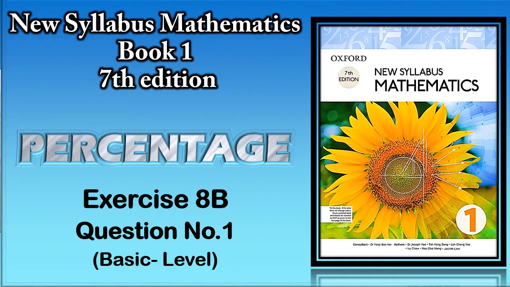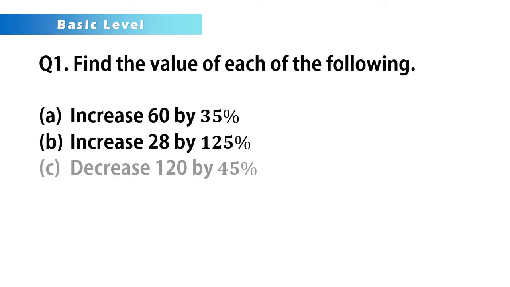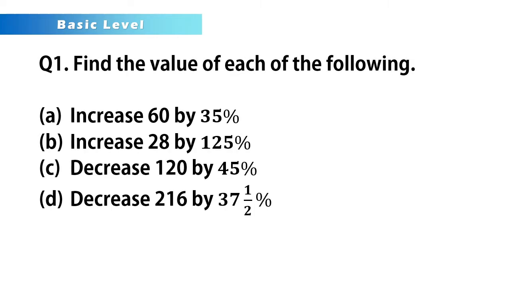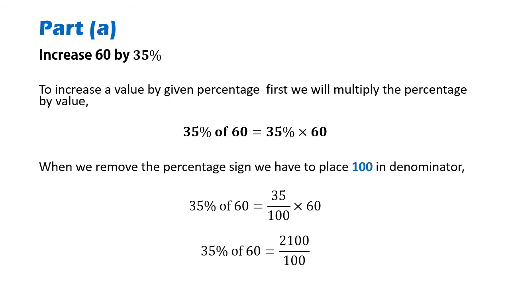New Syllabus Mathematics Book 1, 7th edition, Chapter 8, Percentage, Exercise 8B, Question number 1, Basic Level. Question number 1. Find the value of each of the following. Part A. Increase 60 by 35%.